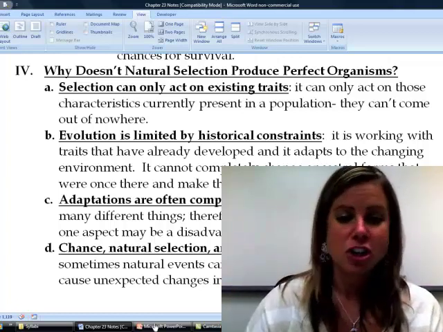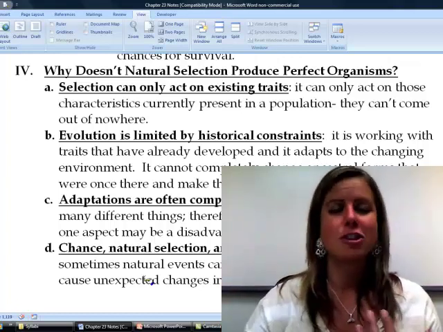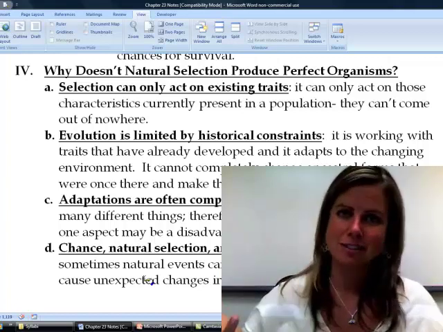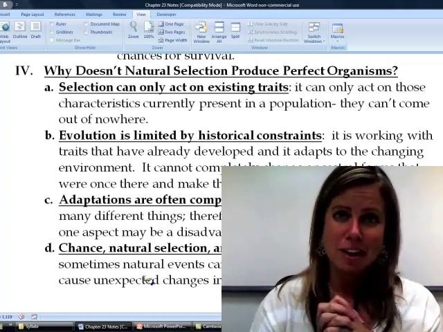And then the last is chance. So, you know, nature is changing all the time, the environment is changing all the time, and so, you know, it's up to chance. So that's chapter 23. Hope you enjoyed it.